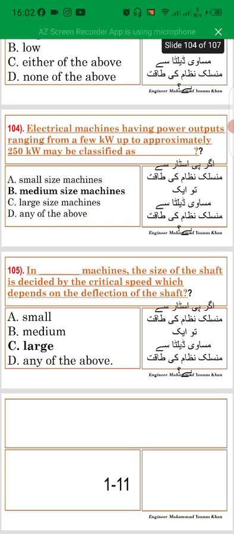Electrical machines having power output ranging from a few kilowatts up to approximately 250 kilowatts may be classified as medium-sized machines. In large machines, the size of the shaft is decided by the critical speed, which depends on the deflection of the shaft. Large.